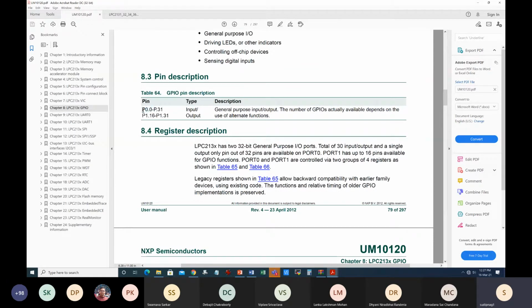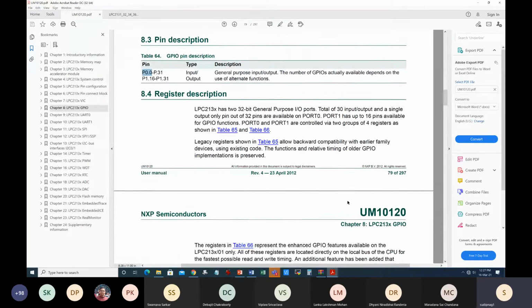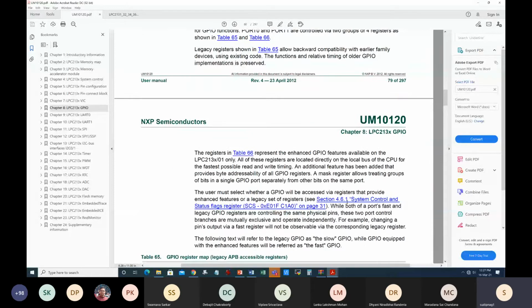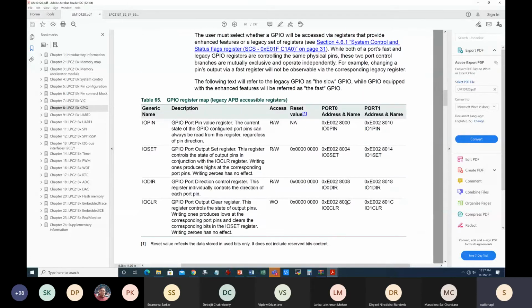Assuming I'm using port 0.0 in a digital input or digital output mode, I am now going to configure how to set it as input or output, how to write anything to this port, or how to read anything from this port, which is port 0.0. There are some more registers that you have to understand or read from this document.